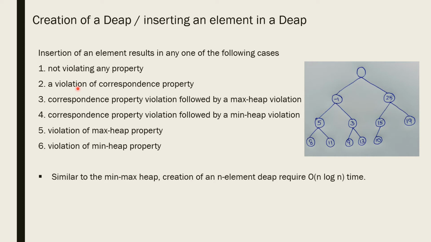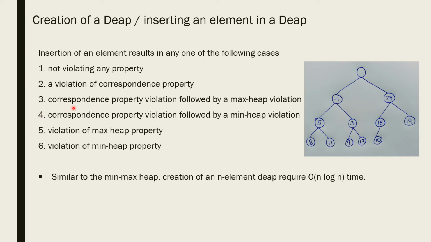The second condition that can occur is a violation of the correspondence property. Suppose we add 10 over here. That will be a correspondence property violation, because 11's corresponding element will change. The 11's corresponding element will be the 10 that we have added, and 11 is less than or equal to 10 is not the case. So that will be a correspondence property violation.